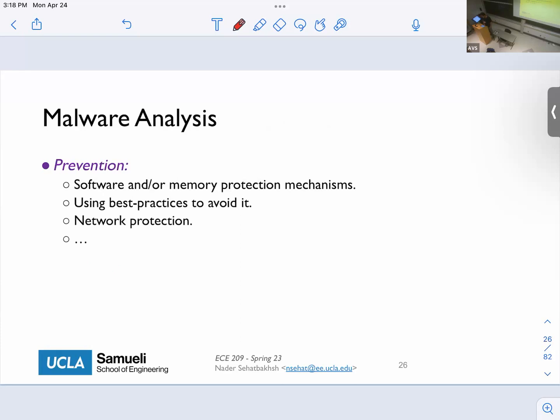For prevention, we can have a variety of different solutions. We can use software or memory protection mechanisms so that the malware cannot be installed. We can use best practices in order to avoid the malware from happening. This is all the training that we have for our employees, for our students. We can also have new network protections and firewalls in order to detach and isolate our network from the rest of the world. So things like DDoS, for example, cannot happen. Things like phishing email and malvertising cannot happen. So a collection of things that we can do at the software level, but mostly using practices and infrastructure in order to prevent malware is really the only way that we can prevent malwares from happening.